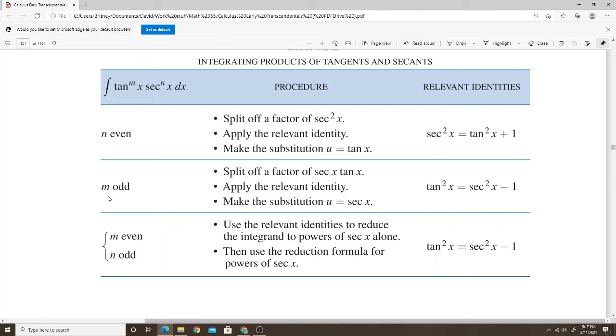So then the only question is, what if m is even and n is odd? If m is even and n is odd, then you just have to use relevant identities to reduce the integrand to powers of secant alone. And you do that using, again, Pythagorean identities. Okay. So let me walk you through some examples of that situation.